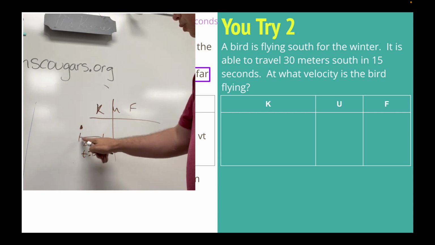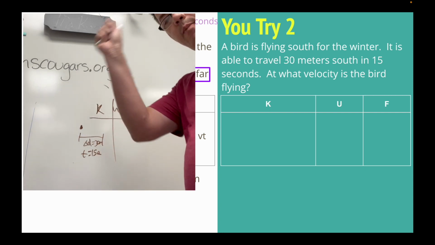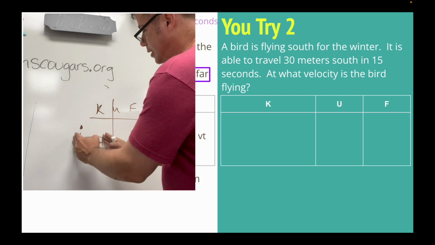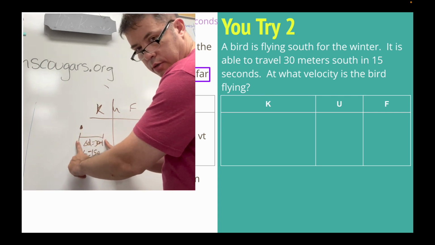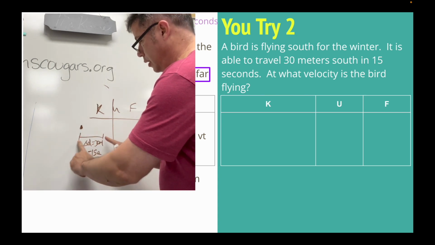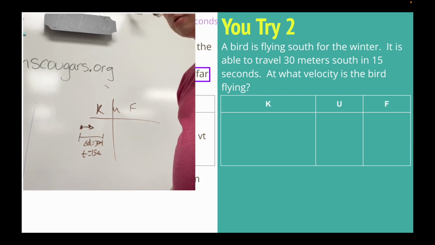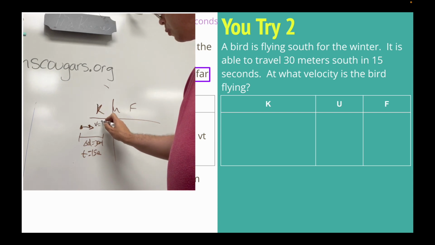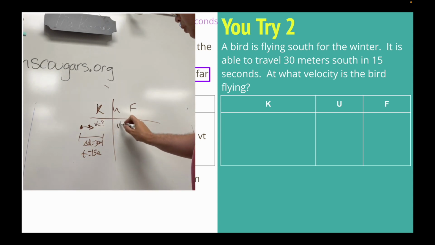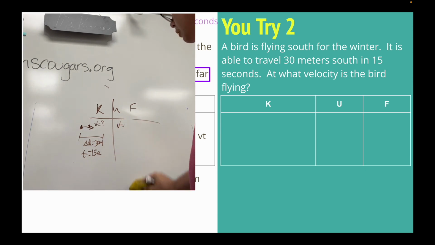So notice, we're using the same bracket for time and displacement. Because when did the time happen? From here to here. When did the displacement happen? From here to here. And we know the bird is flying this way, okay? And we don't know what the velocity is because our question word says velocity. What is the velocity? At what velocity is the bird flying? It's not a 3, that's a question mark.